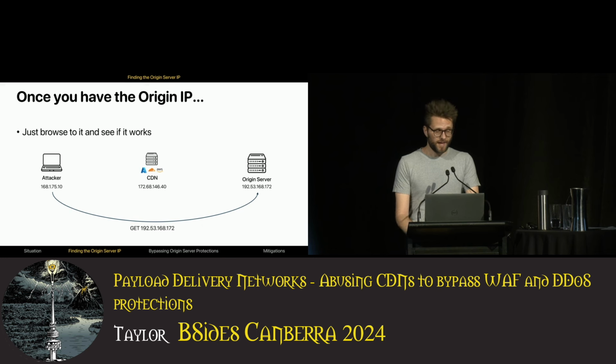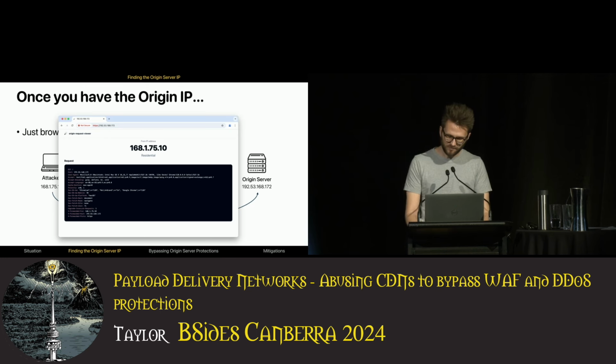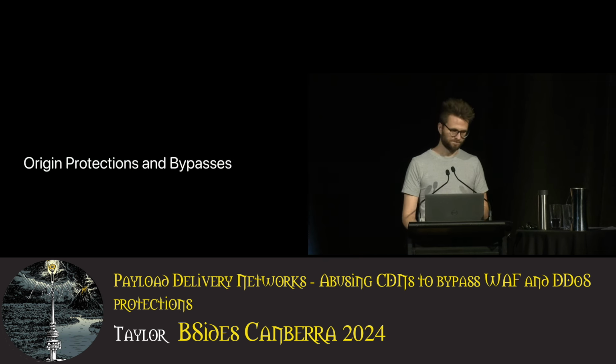Once you have the origin IP, just browse to it and see if it works, right? Just make the request, and maybe you'll get lucky and get back. However, if this is a residential IP or some sort of VPS, like an attacker VPS, it's probably not expected to talk to the origin server. Right? If you've set up these CDNs, you're expecting that the CDN is the only thing that should be interacting with your origin server. So most organizations will have some level of origin protection set up that prevents this direct access, and that's what we're going to cover now.